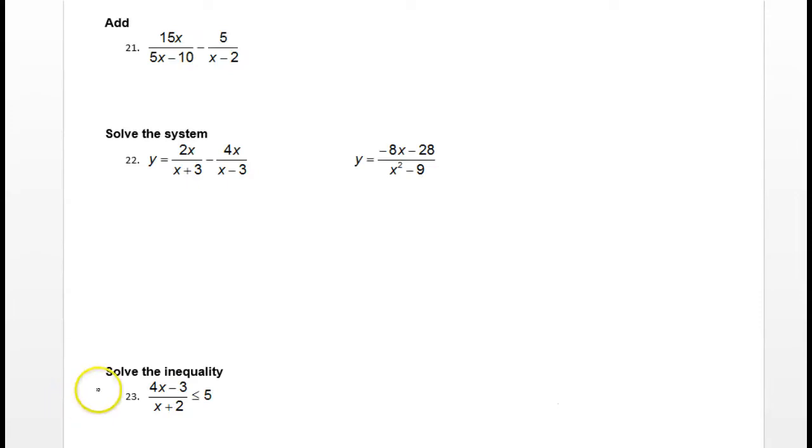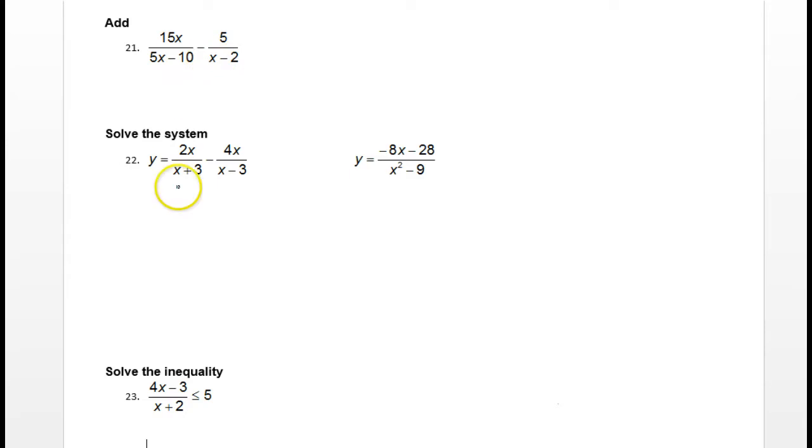Alright, in this video we are going to solve these problems involving rational expressions. We will subtract rational expressions, we will solve a system of rational equations, and we will solve a rational inequality. Every time I use this word rational, I'm just talking about a complex fraction that has a polynomial in the numerator and the denominator. Let's start with a simple problem, number 21.